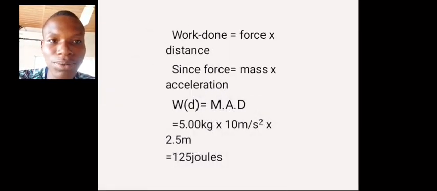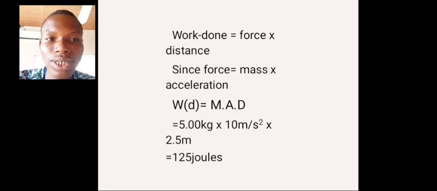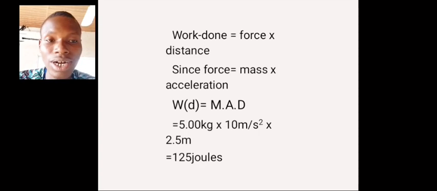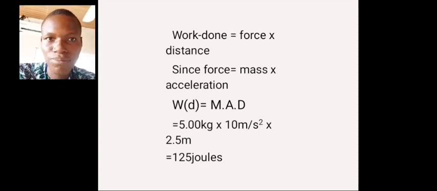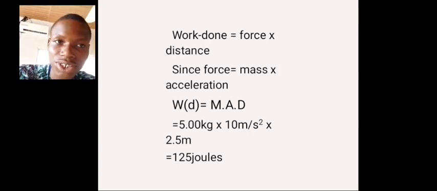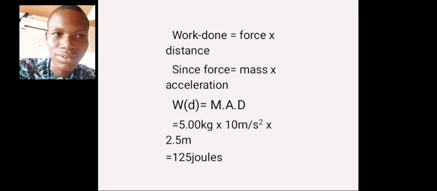So I substitute them where I see mass, 5 kilogram. The acceleration due to gravity is 10 meters per second square, and the distance, which is the height, is 2.5 meters. Then when you calculate this, you will get 125 joules. That is the unit of measuring work done. So again, work done is force times distance. Since force is not given, however, the mass and the acceleration are given.